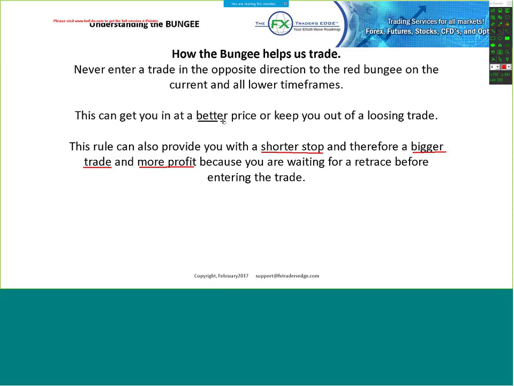So by obeying that rule, you can either get in at a better price, which means you make more, or it might just keep going and keep you out of a losing trade. Instead of it just going against you in the first instance, it might even be a change of direction. Or it might be a big enough turnaround to take your stop out before it continues the way you want it to.